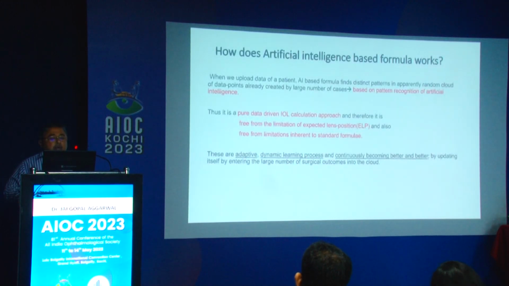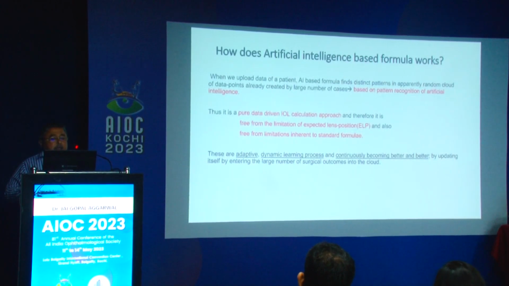When we upload the data of a patient, the artificial intelligence based formula finds a distinct pattern in apparently random clouds of data points already created by a large number of cases, based on the pattern recognition of artificial intelligence. Thus, it is a purely data-driven IOL power calculation approach, and therefore it is free from the limitation of expected lens position and also free from the limitations inherent to the standard formulas. These are adaptive, dynamic learning processes and continuously becoming better and better.